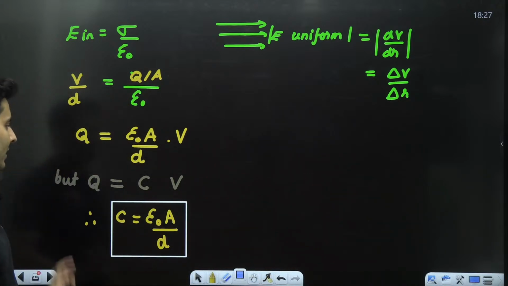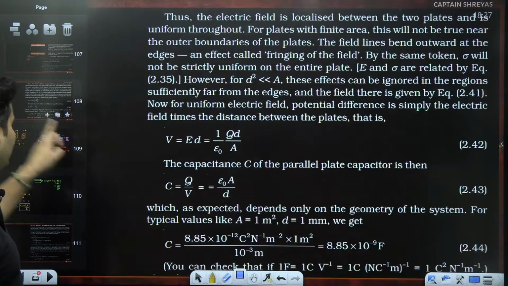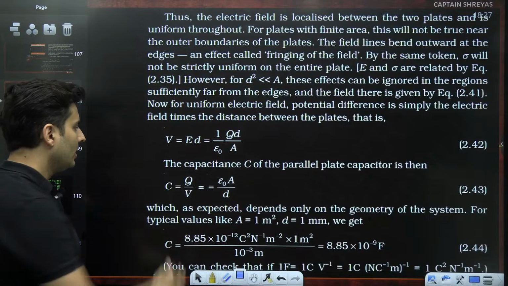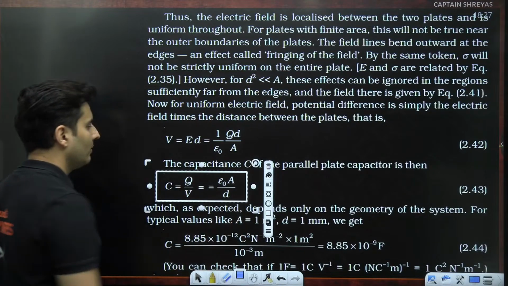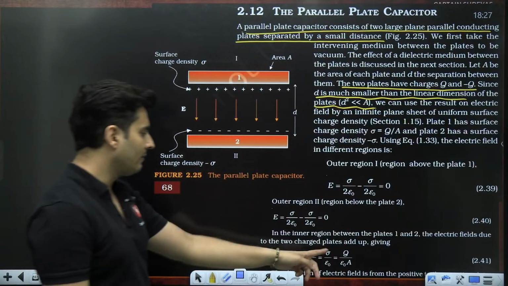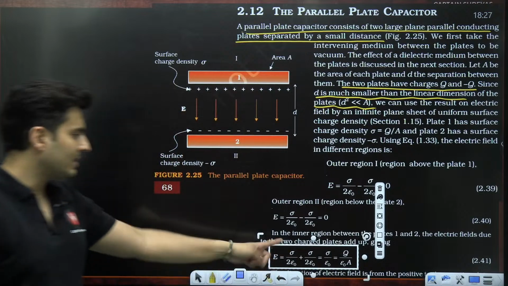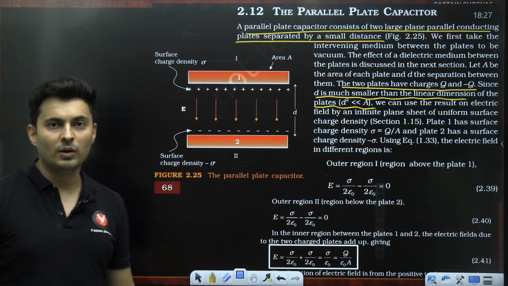Epsilon naught A by D. Is that absolutely clear? That is the capacitance of a parallel plate capacitor, epsilon naught A by D. That is what they have got. Clear, my dear warriors? They have also got the electric field over here as Q by A epsilon naught, which is sigma by epsilon naught, which is exactly what we have got.